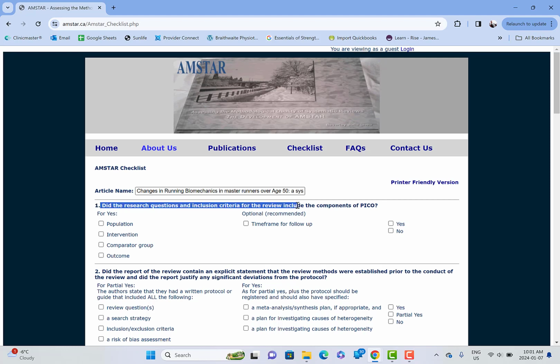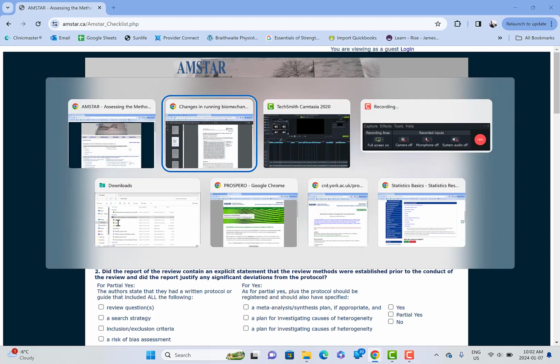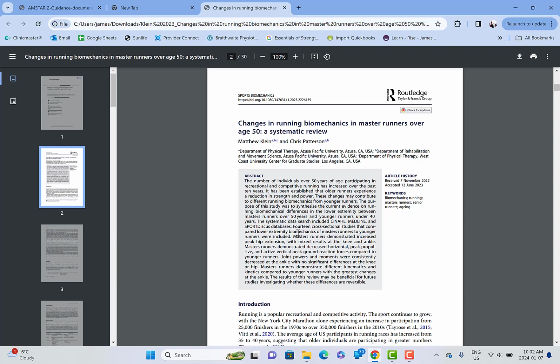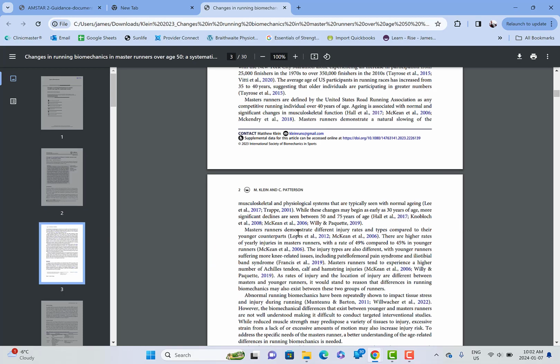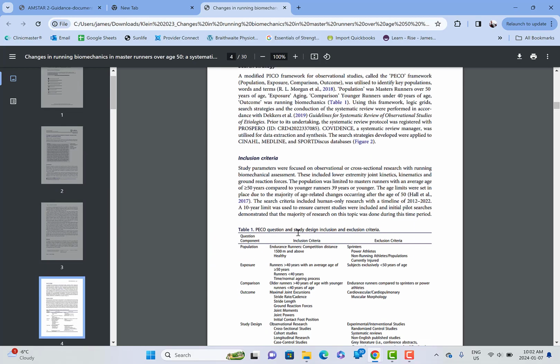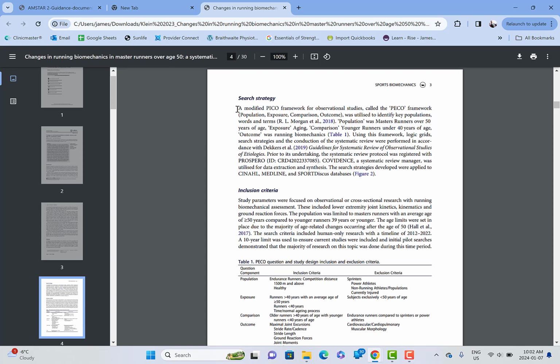So let's take a look at this first question, which is, did the research questions and inclusion criteria for the review include components of the PICO? PICO is an acronym standing for Population, Intervention, Comparison, and Outcome. And so this question is asking us, in their research question for this paper, did Klein and Patterson clearly identify each element of that acronym?